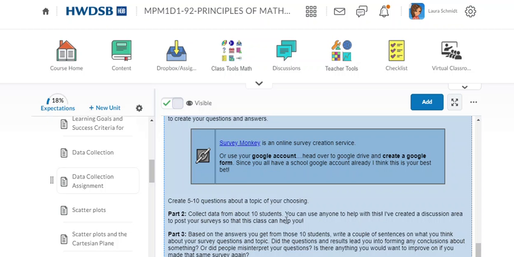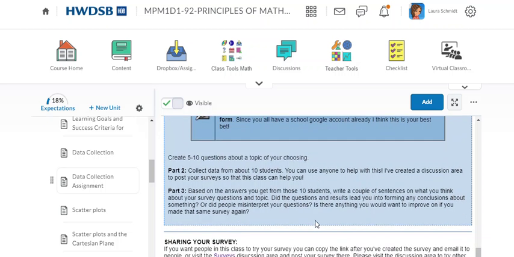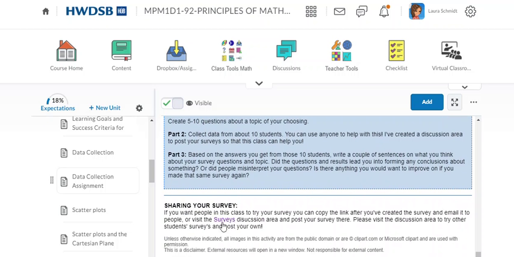Then you're going to collect data from about 10 students, and you can use anyone. You could make a survey about your family and have your family do it, or ask people in your class in grade 8 or in your high school. Or if you want to use people from this class, you could post it in the survey discussion area, which I created. There's a discussion area called surveys, and you could post your survey there and get people to take it. Then, based on your answers, write a couple of sentences on what you think about your survey questions and your topic. Did the questions and results lead you into forming any conclusions, or did people misinterpret your questions? Is there anything you would improve if you made the survey again?